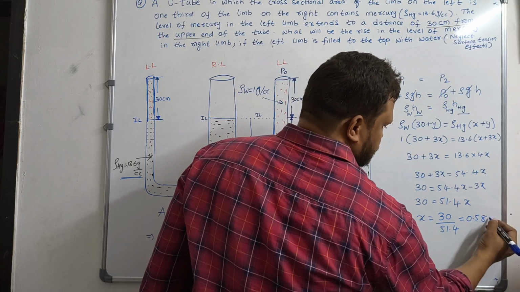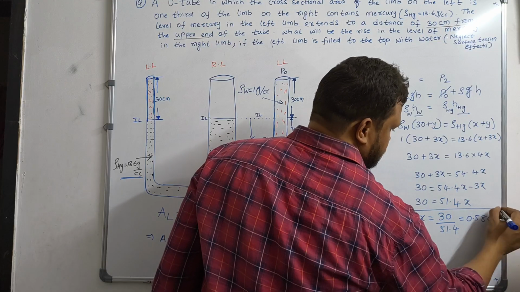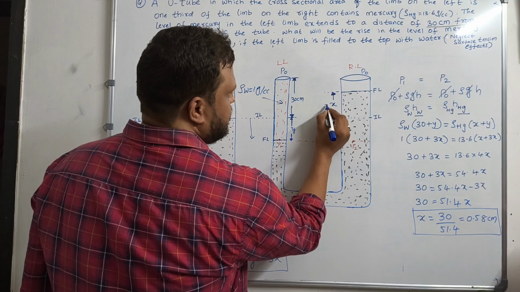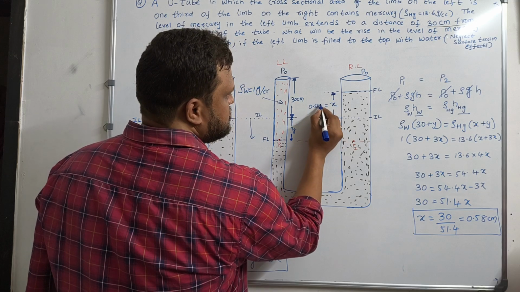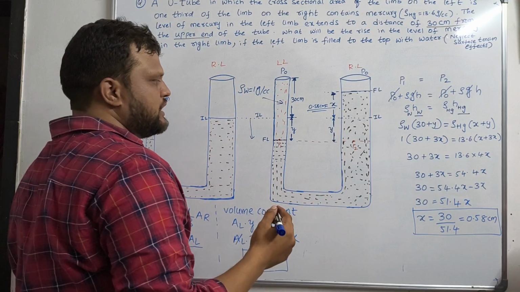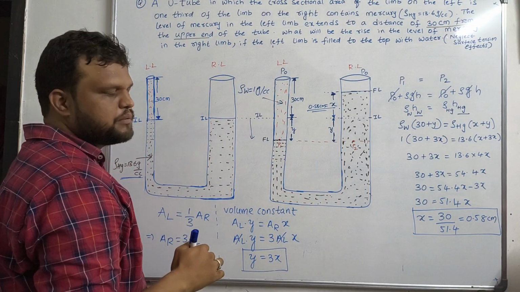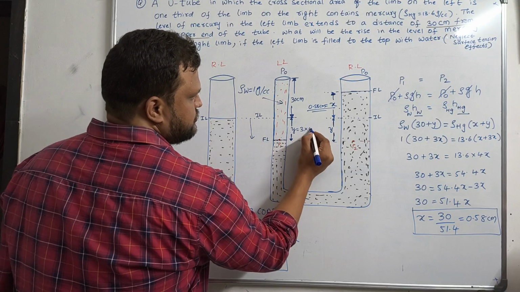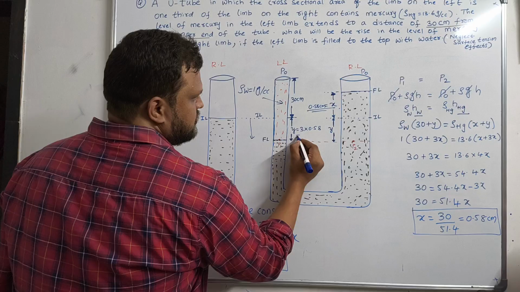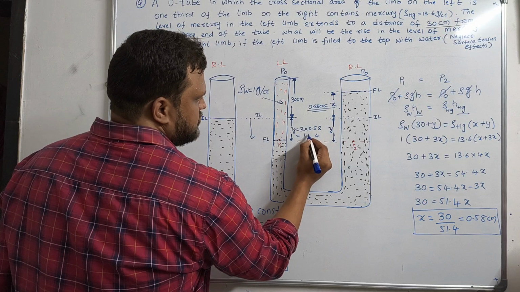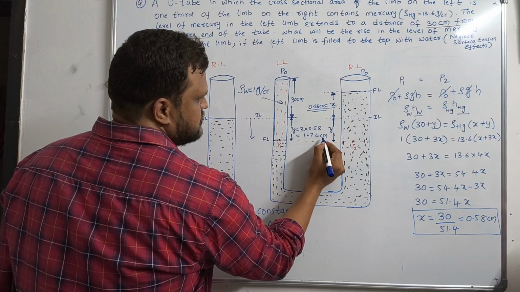Now what is the rise in the level of the liquid on the right limb? The rise in the level of liquid on the right limb is 0.58 centimeters. So this is your answer. And by chance if in the question they ask how much level is decremented in the left limb, you can directly write y equals 3 times 0.58, which is equal to 1.74 centimeters. So this is the answer.